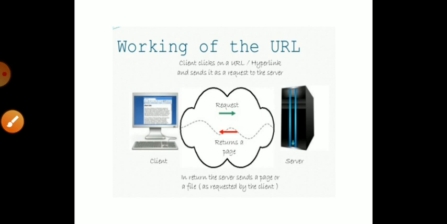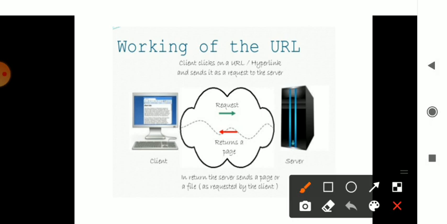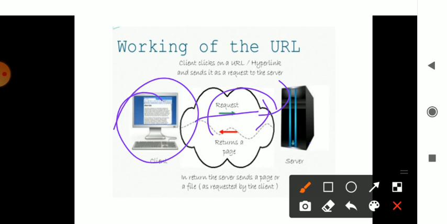So how does the URL work? For example, you are a client and you are accessing a file present on a server. You request something, and that server presents a certain page in front of you. That is the working of the URL. You are asking the server about something, and the server displays it on your system. That is the working of a URL.